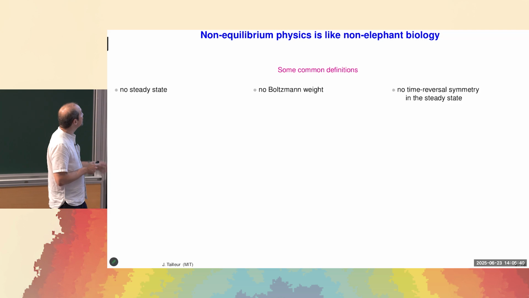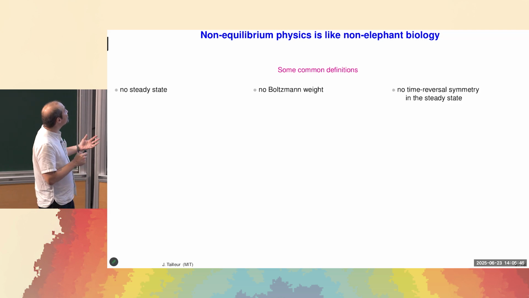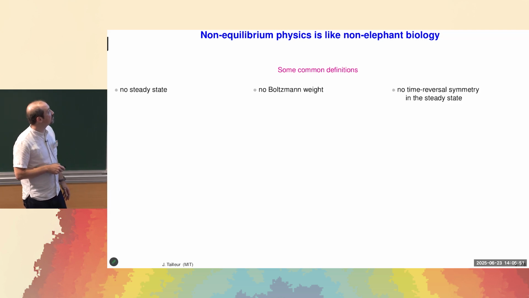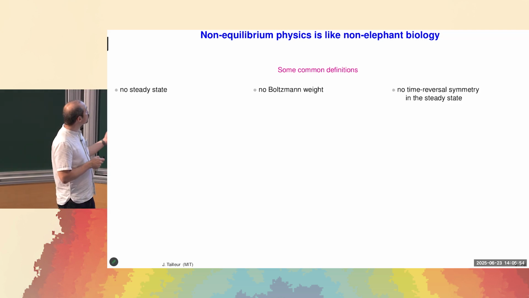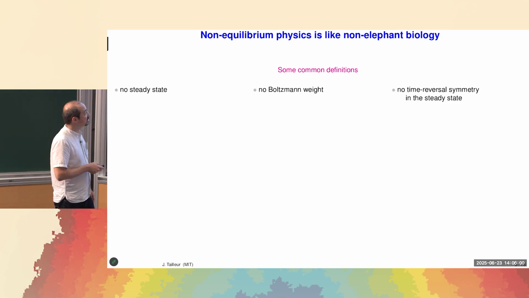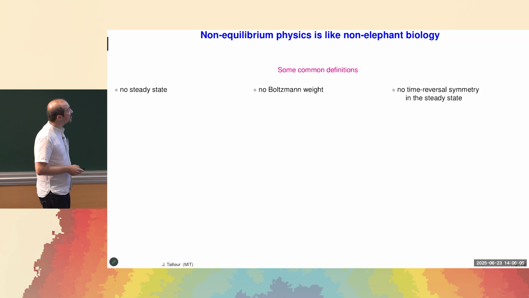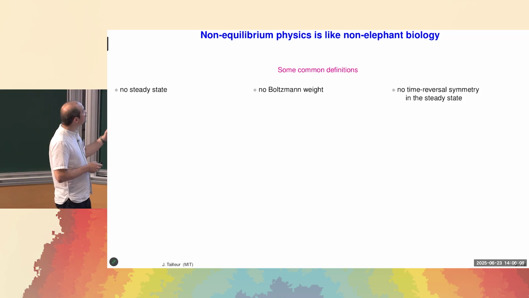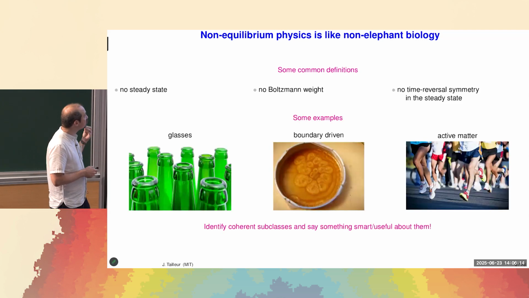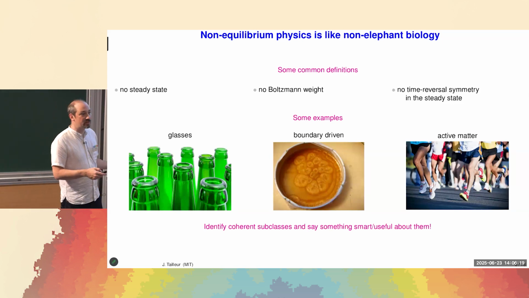It's something that's ill-defined because there are many, many ways of not being in equilibrium. You could not have a steady state or not reach it. You could have a steady state, but it might not be given by the Boltzmann weight. Or you could have a steady state given by the Boltzmann weight, but with orthogonal forces that violate tensorial symmetry in the steady state. You can violate any of these conditions and fall outside the equilibrium world, but you will do that in so many different ways that if you want to develop an informative theory, often you have to identify coherent subclasses and try to say something smart about them.